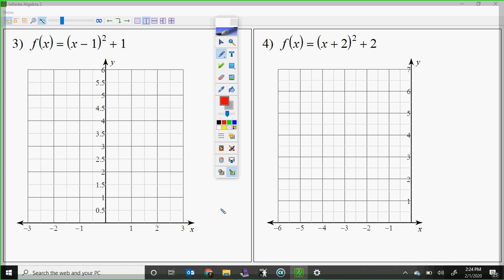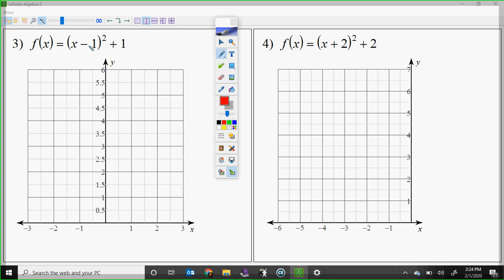Alright, so we're looking at problems 3 and 4. I see that problems 3 and 4 do not have a vertical stretch or compress like the last two problems, nor do they have a reflection like problem number 2. They have numbers added and subtracted. Well, remember that numbers added and subtracted means a translation or a shift.